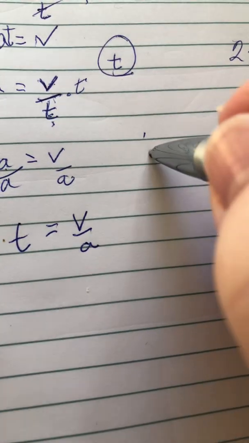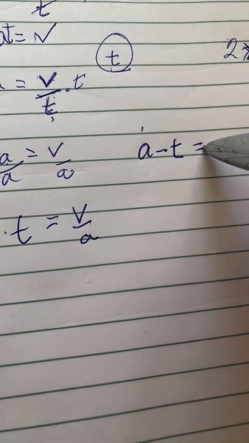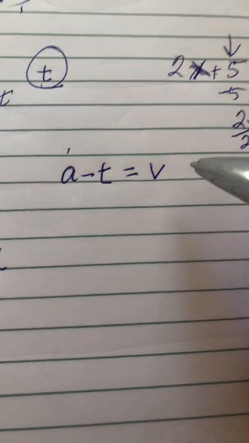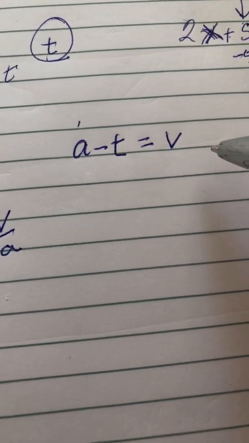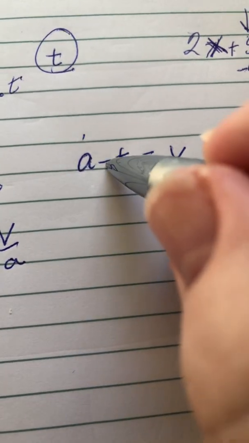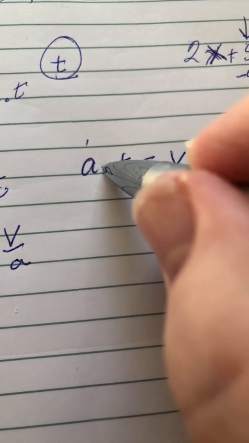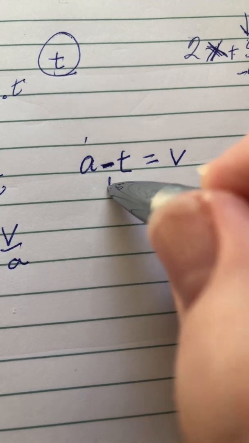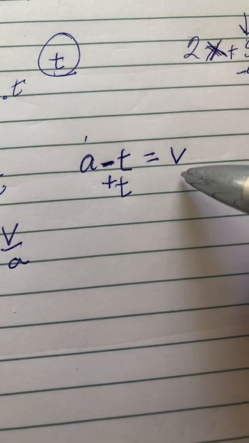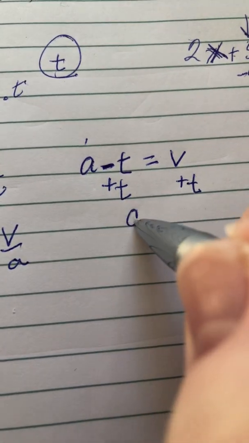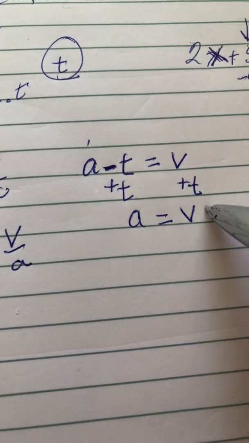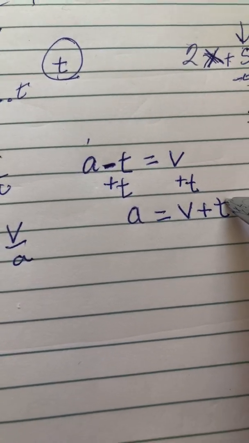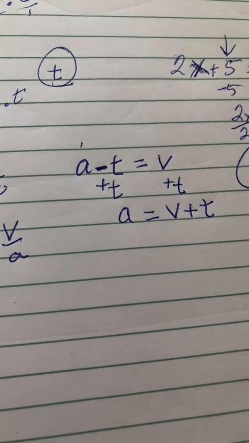If it had said A minus T equals V, and they said get A alone. Well, T is bothering it, and what it's doing is subtraction, so we'll do the opposite of subtraction to get rid of that T. And so then we would have A is equal to V plus T. Hopefully that clears that up a little bit for you.